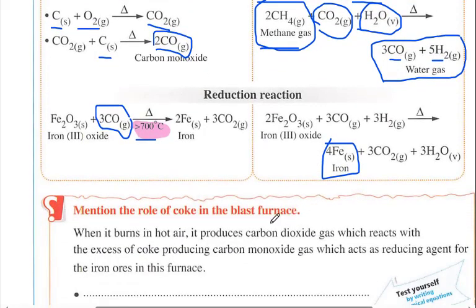When you are asked to give reason or explain or mention the role of coke in the blast furnace: coke reacts in hot air with oxygen to be oxidized into carbon dioxide. Then the excess coke reacts with carbon dioxide to form carbon monoxide, which is used in the blast furnace to reduce hematite or ferric oxide.